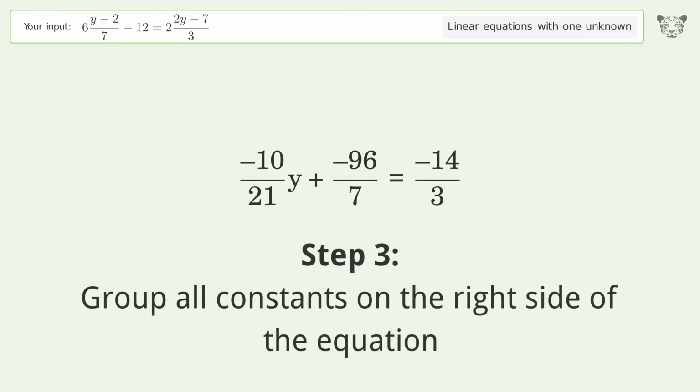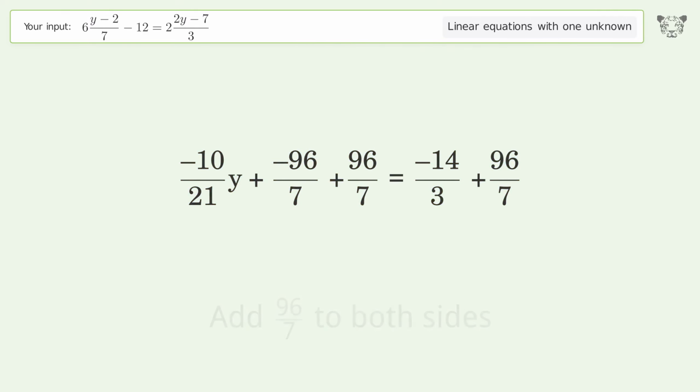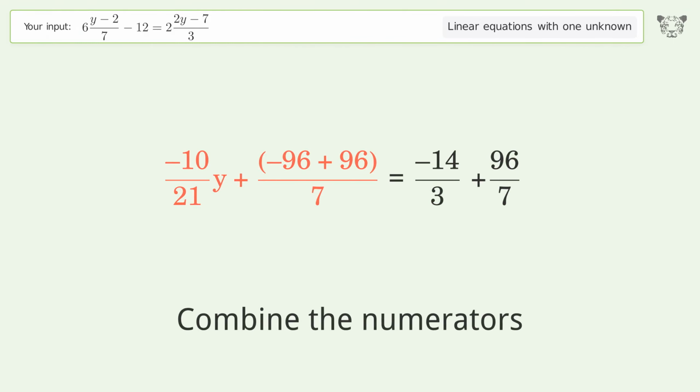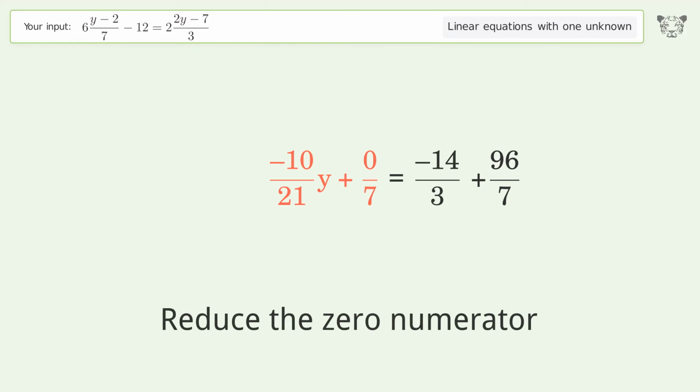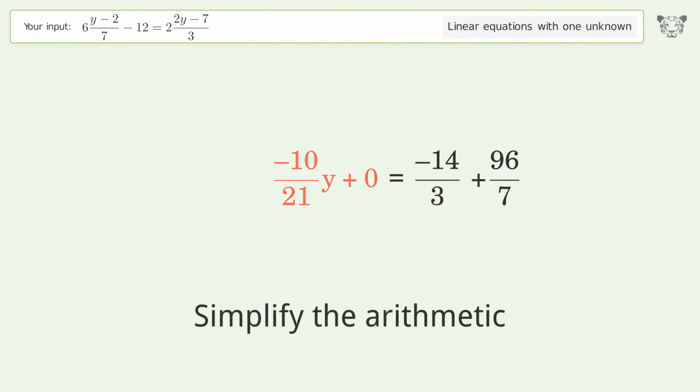Group all constants on the right side of the equation. Add 96/7 to both sides. Combine the fractions. Combine the numerators. Reduce the zero numerator. Simplify the arithmetic.